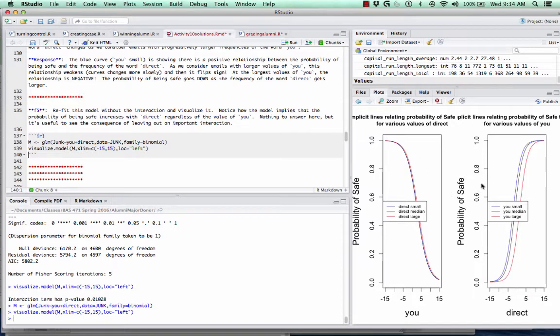So what we notice is that without that interaction, if we had neglected to include it in the model, we would have just come up with the conclusion that the probability of being safe and the frequency of the word direct has an overall positive relationship. Emails with larger values of the word direct have a higher probability of being safe. And we saw that by allowing that interaction, which did turn out to be statistically significant, the story is actually a bit more complex. Sure, it is positive when we consider emails with small or medium values of the word "you," but for emails with a high density of "yous" in it, it looks like actually the probability gets smaller of being safe as we look at emails with larger values of the word "direct."